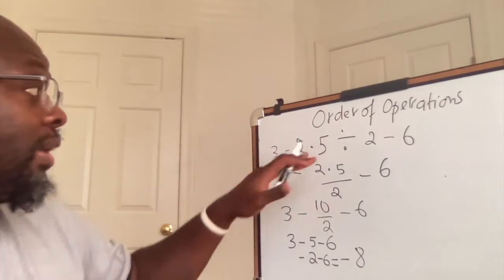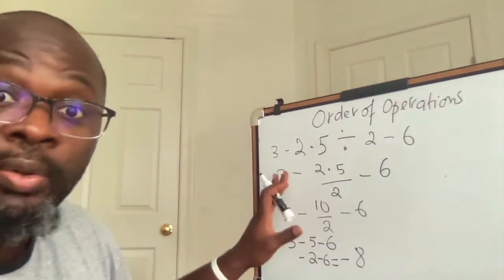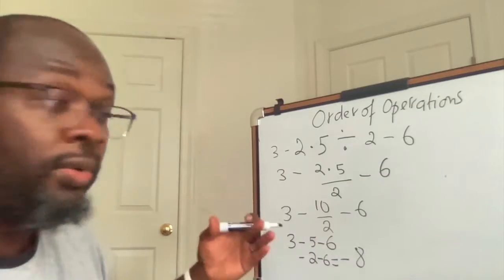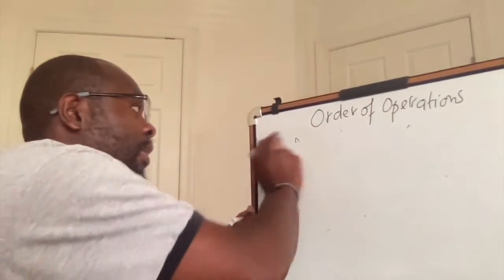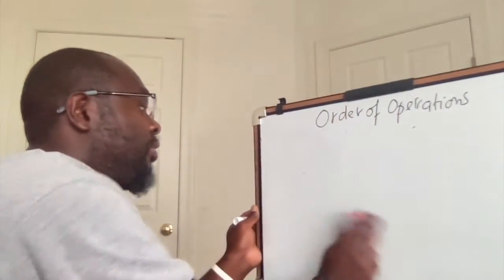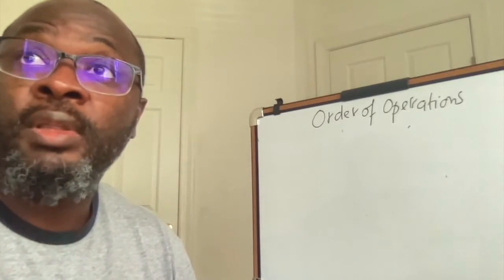You may want to do it this way, or you may just want to transform this into a simpler conventional operation and then work on it. Now let's give you another example, where we have an exponent and we may have parentheses. So let me make one up real quick here.